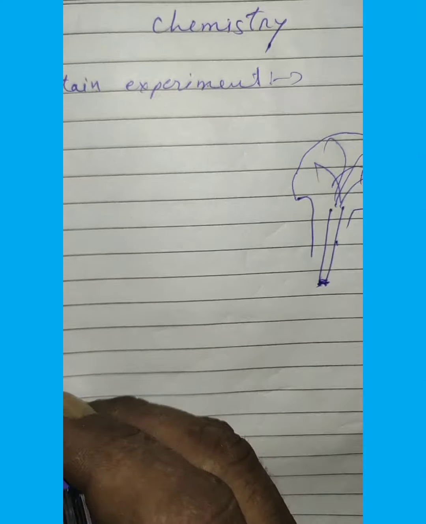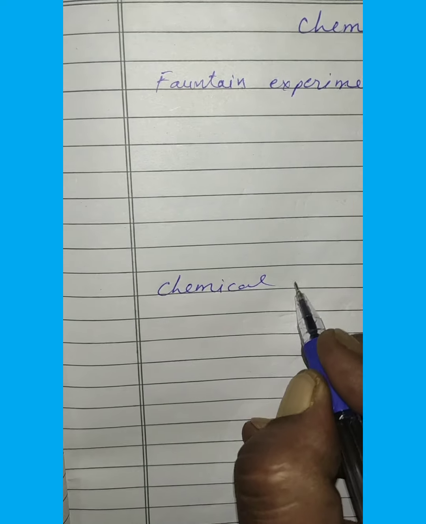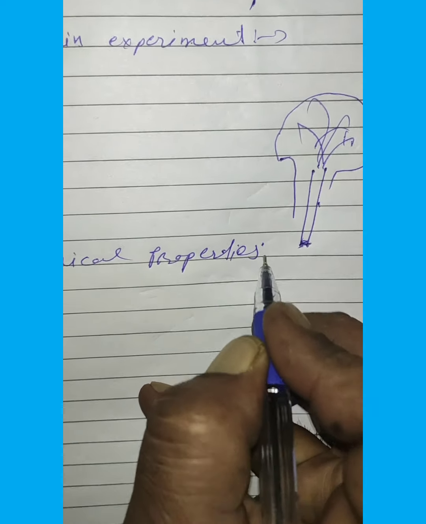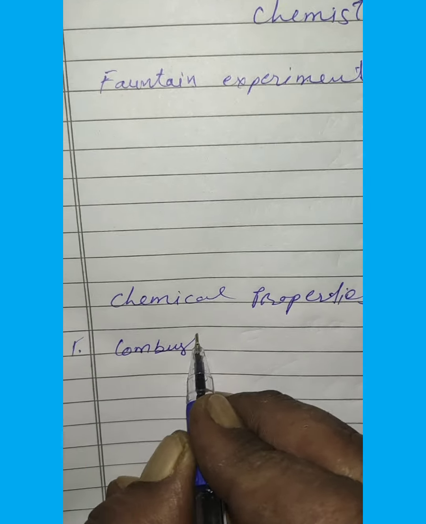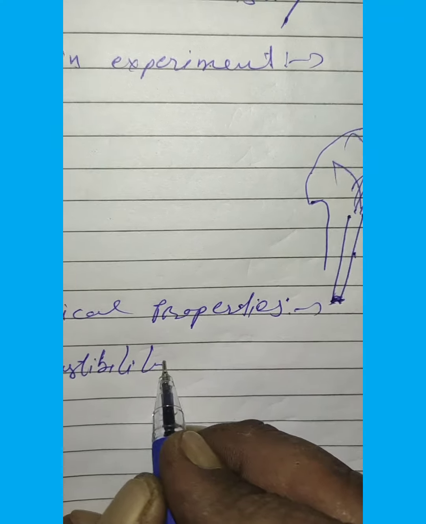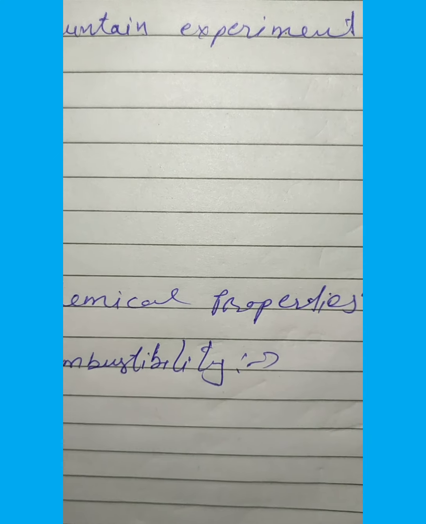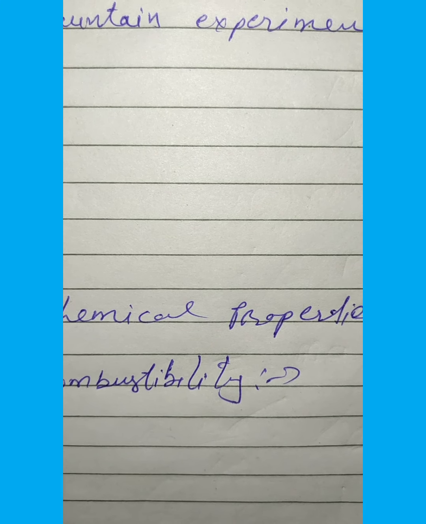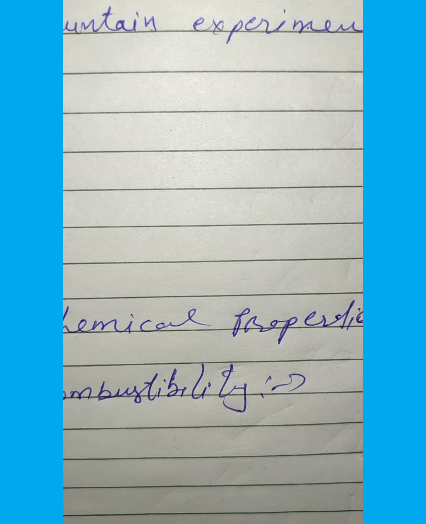Now the chemical properties of hydrogen chloride gas. Number 1, combustibility. The gas is neither combustible nor a supporter of combustion. It does not burn, rather it extinguishes a burning splint.